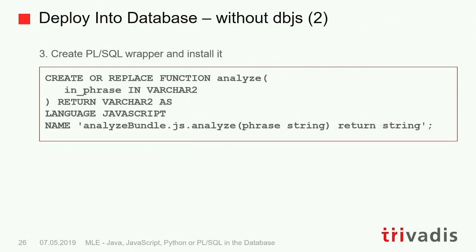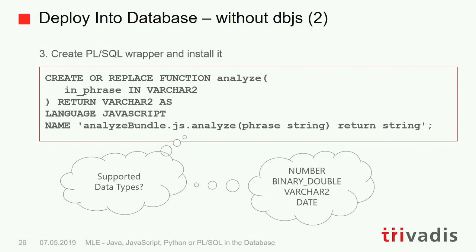And this leads us to the question, how many data types are currently supported? And these are just 4. So we have number, binary double, varchar, and date. And that was the reason why I have to convert it to string. In a future release, I'm quite confident to optimize that, so this conversion shouldn't be necessary anymore.